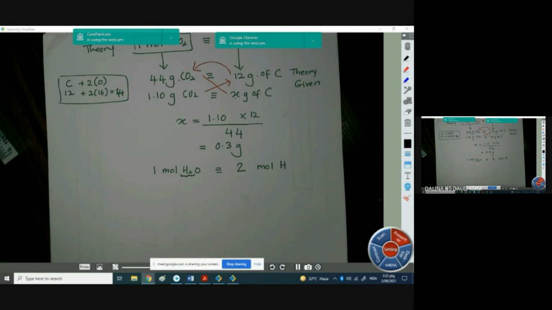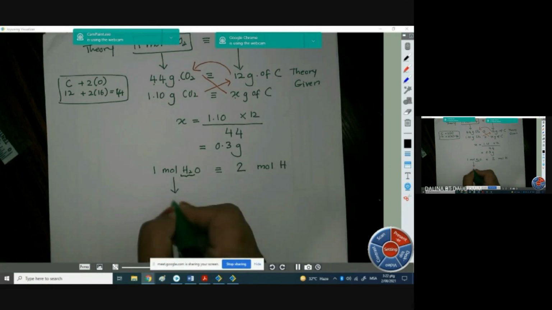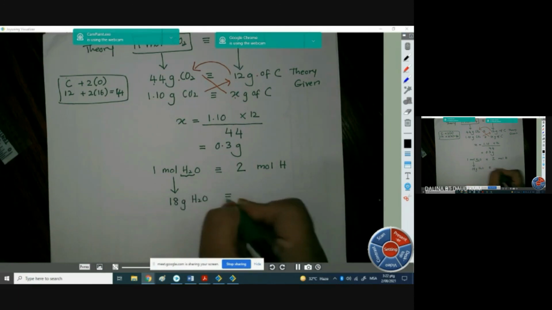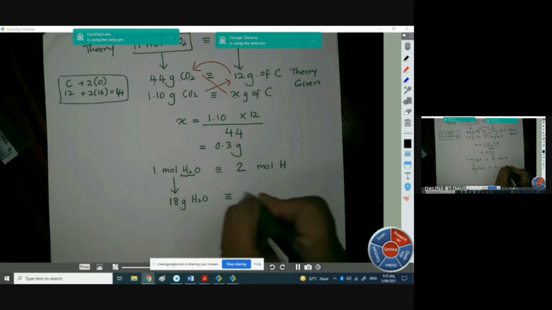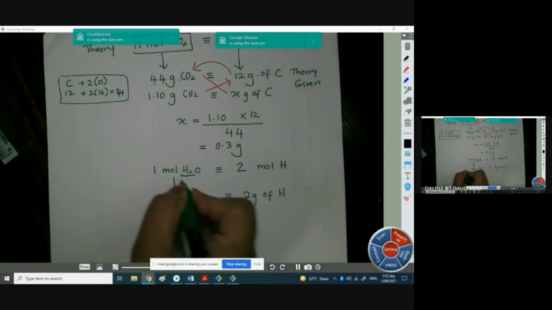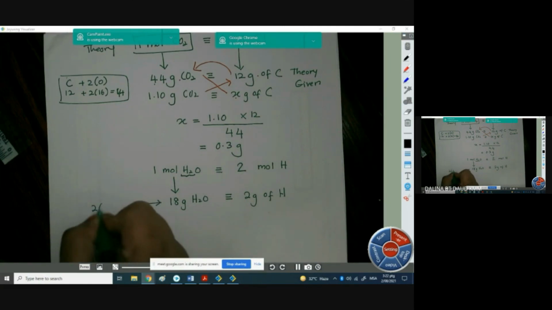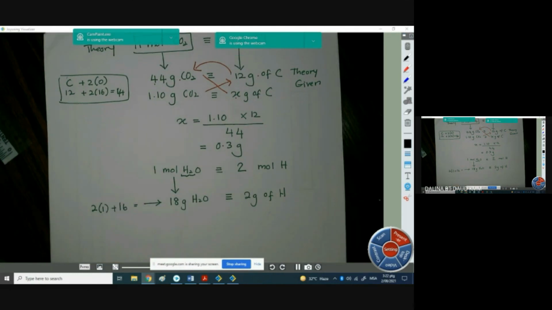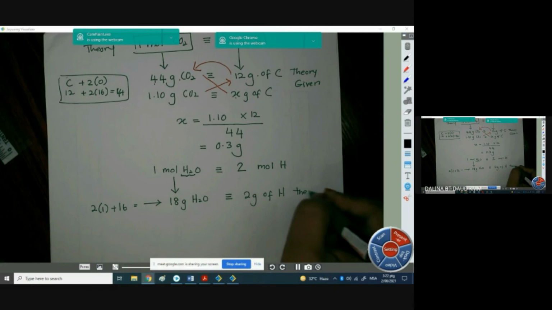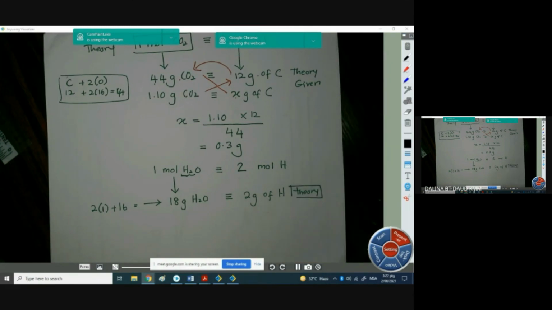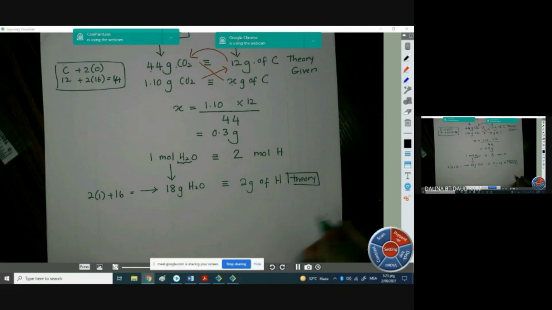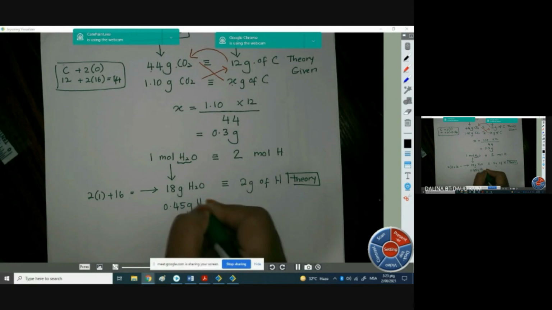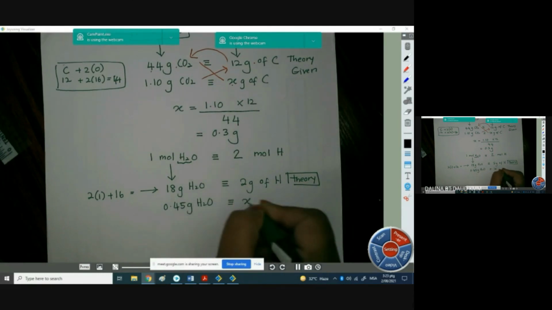So when we convert this one to mass, it will have 18 gram of water. It will equivalent to 2 gram of hydrogen. Mana saya dapat 18 ni? 18 ni dapat 2 darab 1 tambah dengan 16 sama dengan 18 gram. So now this is theory. We call teori lah secara teorinya. Okay, secara soalan given, it given 0.45 gram water. So it will equivalent to X gram of hydrogen.